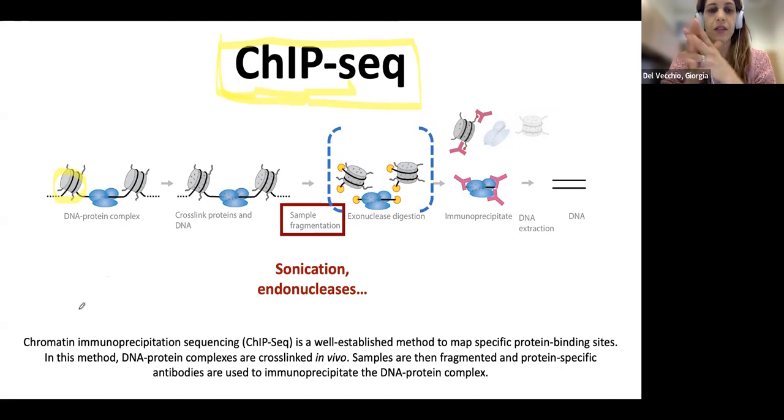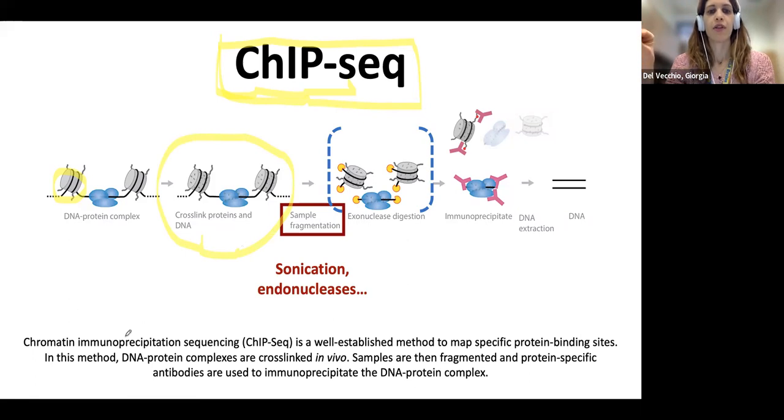So here, the approach is slightly different from what we saw yesterday. The main change is in the fragmentation step. So in the ChIP-seq, the first step we are going to perform is this cross-link step. So what we want to do with the cross-linking of the DNA to the protein is like taking a picture of how the chromatin looks like at that exact moment.